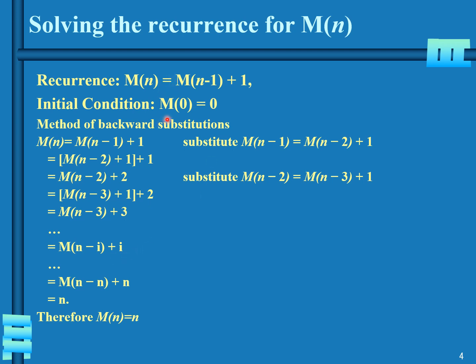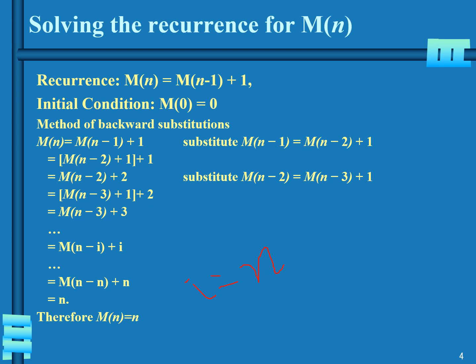So you know the initial condition M of 0 equals 0, because we have to find the closed form of that recurrence. So you have to bring this term to 0. M of n minus i, that term you have to bring into M of 0. So for that, if you substitute i equal to n in this, you'll get M of n minus n plus n. So n minus n is 0. You know that M of 0 is 0. So 0 plus n, n.